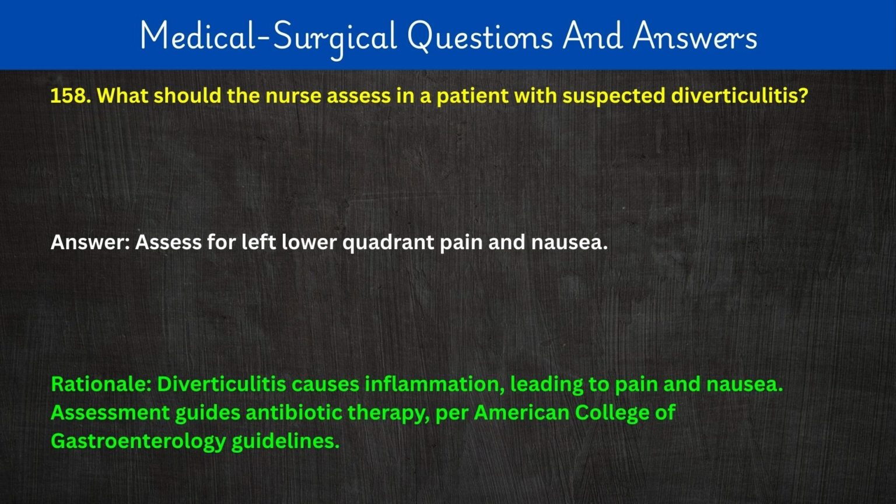158. What should the nurse assess in a patient with suspected diverticulitis? Answer: assess for left lower quadrant pain and nausea. Rationale: diverticulitis causes inflammation, leading to pain and nausea. Assessment guides antibiotic therapy, per American College of Gastroenterology guidelines.